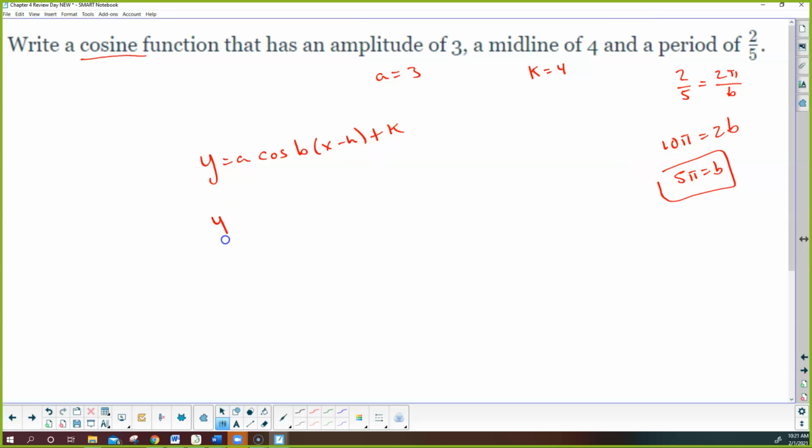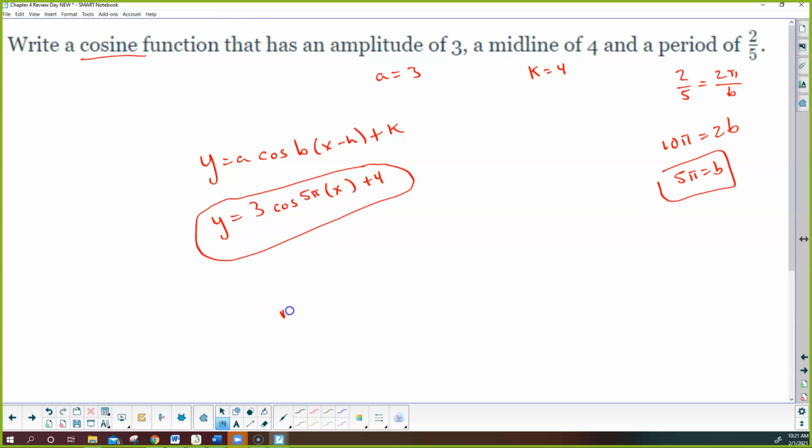Now I'm just going to plug in what I know. A is 3. The b value we just found is 5 pi. You could write it as just x, or you could put x minus 0, but since there is no h, I'm not going to put anything there. And then the k value went up 4. And there you go. We're done.